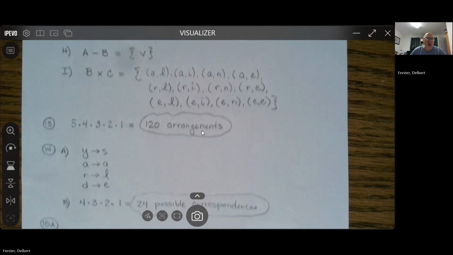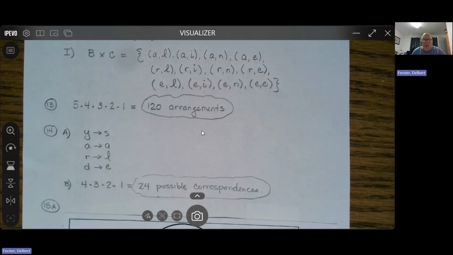14. The challenge is to, first of all, pair them up in a one-to-one correspondence. I've listed just one such one-to-one correspondence. You just have to match everybody from set C with somebody from set D. You don't have to match Y with S. You could be a rebel and match Y with E if you wanted, but you match one-to-one.